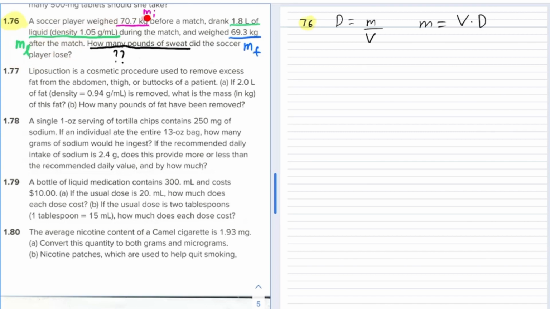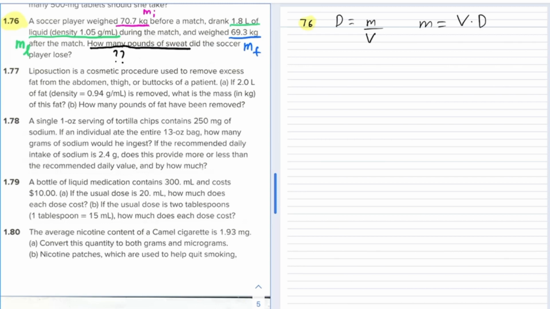Now, what we need is some way to calculate the pounds or the amount of weight that's lost. So can we relate all of these? Well, we can. So if this is how much the soccer player weighed at the beginning, and then this is the amount of weight that's lost, the liquid is the amount of weight that's gained, the sweat is the amount of weight that's lost, and then here's the final weight. We should be able to combine those all into a single equation.